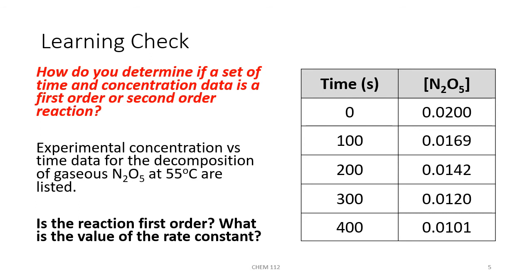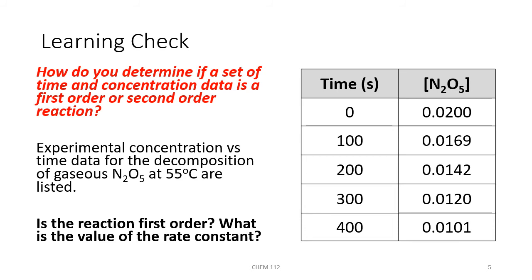We can use these different plots in order to determine if a set of data is first order or second order. So imagine that we have some experimental data versus time for the decomposition of gaseous dinitrogen pentoxide at 55 degrees Celsius. Is the reaction first order? What is the value of the rate law constant? In this case, we want to solve for that.